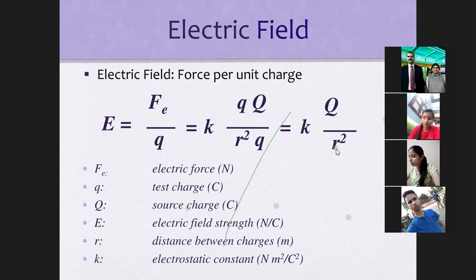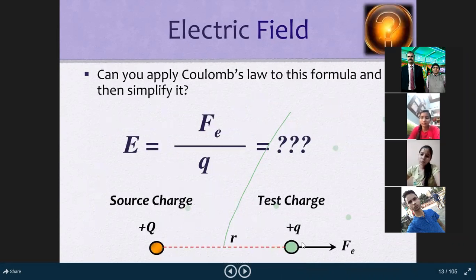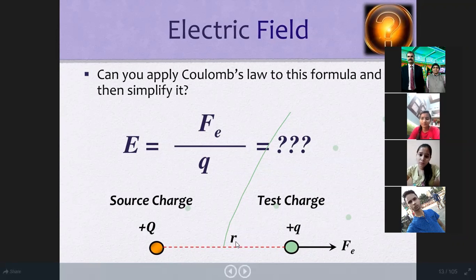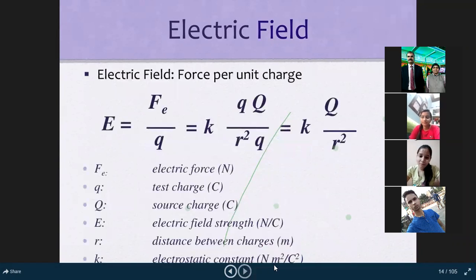Therefore, the range of electric field is infinity to zero, because when you come to the source charge, that is, bring this test charge to this source charge, R becomes zero. If R becomes zero, then force becomes infinite, and hence electric field becomes infinite. So the maximum range of electric field is infinity, and the minimum range of electric field is zero, where R becomes infinite. Okay.